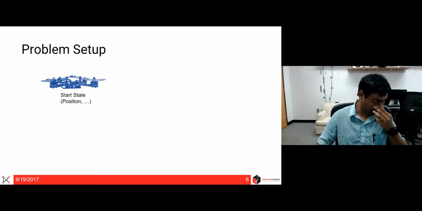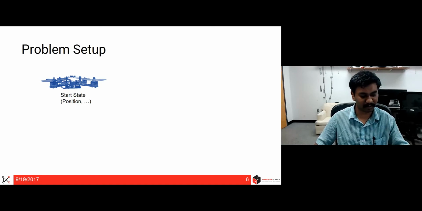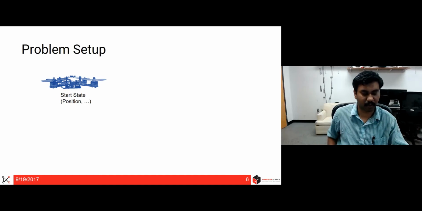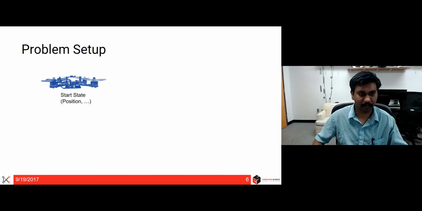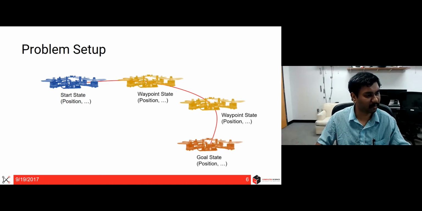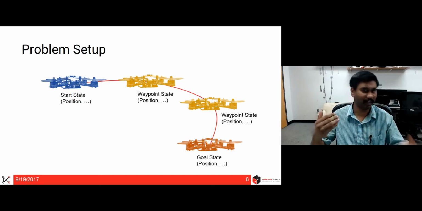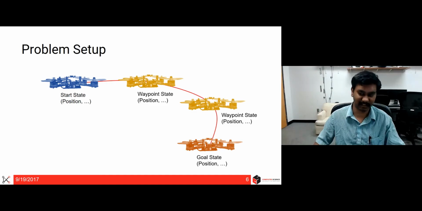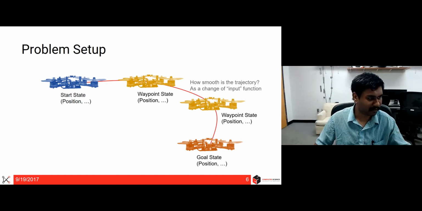The problem setup is as follows. We have a blue quadrotor wherein the start state is defined. It could be something like position, velocity, acceleration, and so on. It depends upon what all we want to specify. Next, we want to traverse this trajectory wherein the states in between and the final states, the waypoints are given, and the goal state is given, wherein we again define position, velocity, acceleration, and so on. And we want to follow this as good as possible.